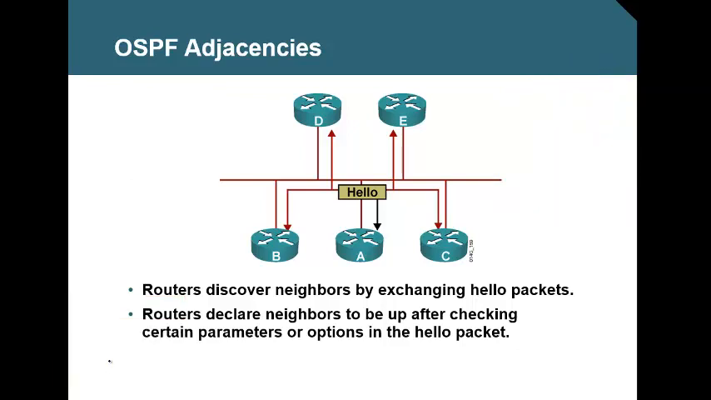Hello packets are important to form a neighbor. To form neighborship, hello packets are important. Without hello packets, they don't discover each other. If no discovery, no exchange of routes. So the very initial building block for OSPF adjacency is the hello packets. A router discovers neighbors by exchanging hello packets.